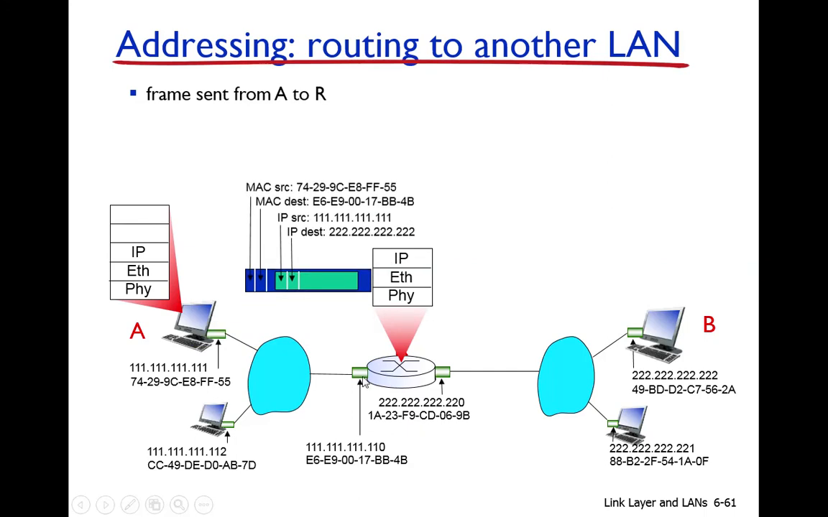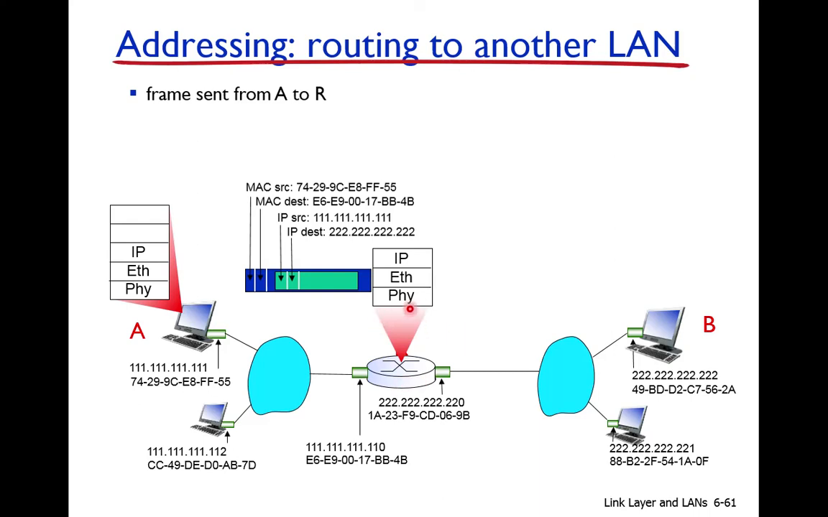So the message is now received here. When the message is received here, what will the IP layer do? The source IP address is 111.111 and the destination is 222.222.222.222, and here its IP address is 111.111.111.110. So it means that this packet is not for this node, but for this destination. So this router will forward it further.